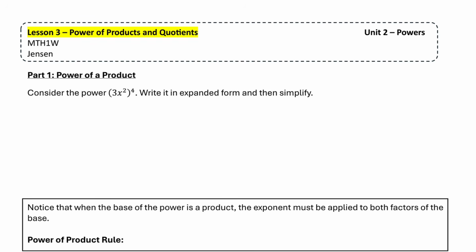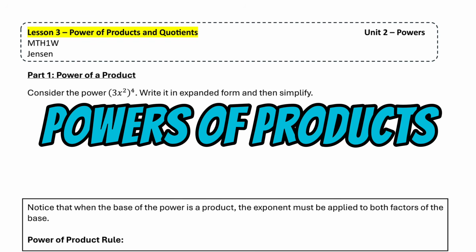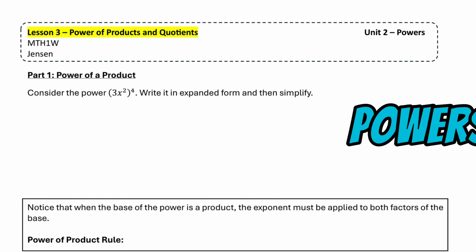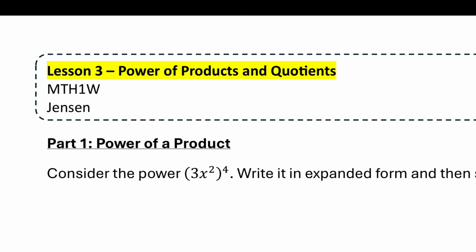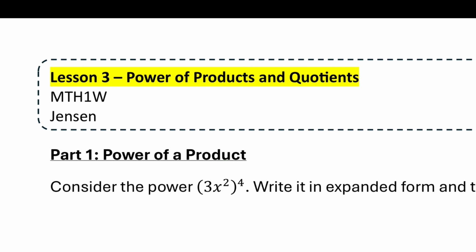In this lesson, I'm going to teach you how to simplify powers of products and powers of quotients. Let's start with part 1, power of a product. A power of a product will always look like this, where the base of the power is a product of multiple factors, in this case, a 3 and an x squared.